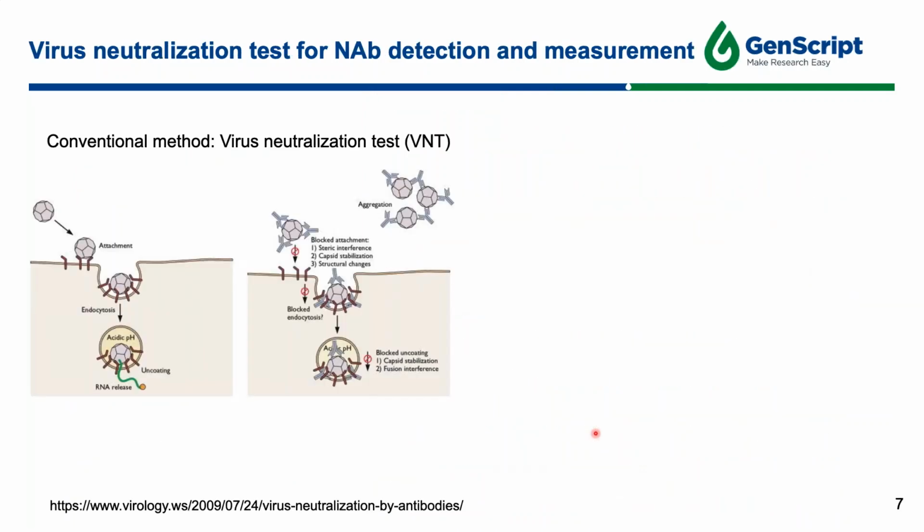So how is neutralizing antibody titer determined? Conventionally, the virus is mixed with patient serum, which may or may not contain neutralizing antibody. Following that, the mixture is incubated with live cells. As shown here, for samples that do not contain any neutralizing antibody, the virus will infect the cells. While for samples that contain neutralizing antibody, the antibody will block the virus entry into the cell, thus reducing the number of infected cells. So by quantifying the amount of infected cells or uninfected cells, the neutralizing antibody titer can be determined.